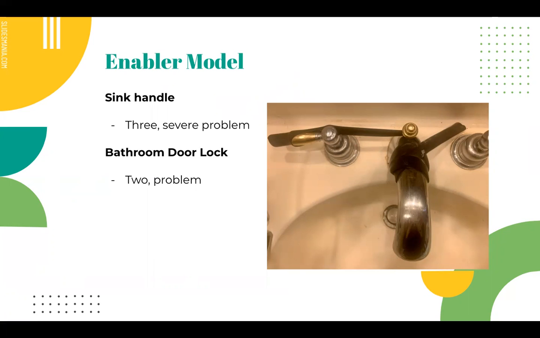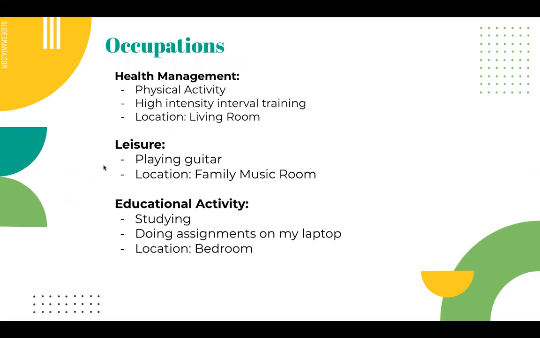I assigned the structure with a number 3 as a severe problem because the sink is a crucial part of me doing my personal hygiene. The second structure I observed was the lock on my bathroom door. The lock is small, which made it difficult to properly grip. I assigned a number 2 to this because although it was a problem, it wasn't severe or impossible for me to manage with the symptoms of osteoarthritis.